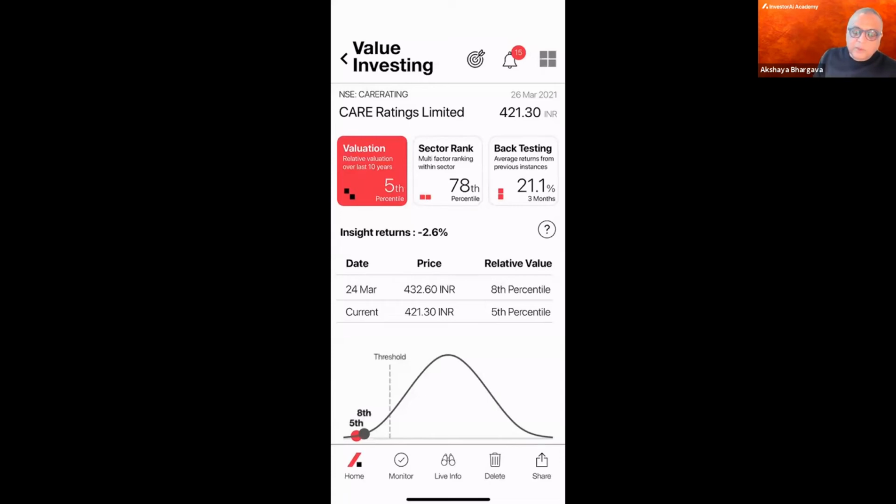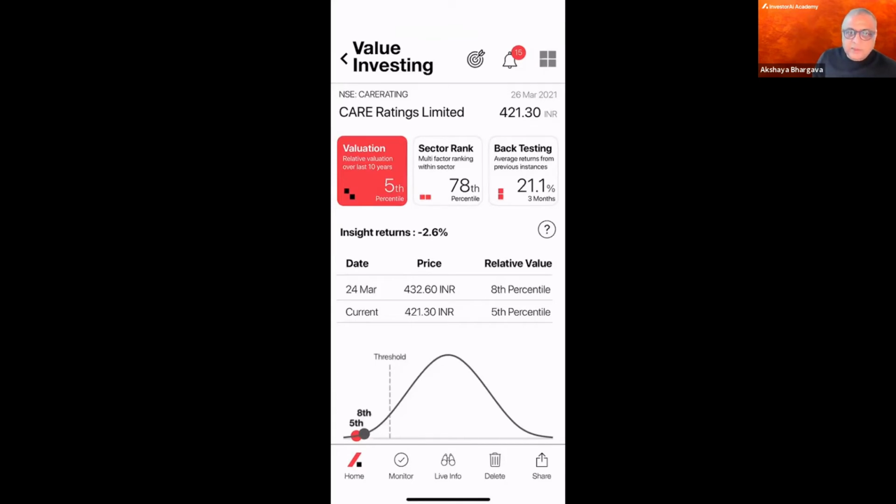And also, it's a very simple representation, fifth percentile. And what it is telling you is that today it is fifth percentile. This insight was generated 3 days ago on 24th of March when the price was 432. At that time, it was on the 8th percentile. So it has fallen even further. Okay. And like I said, we calculate this percentile ranking, not just for this stock, but for every single stock, every single day, because that's the only way we can figure out whether it is undervalued or not undervalued.